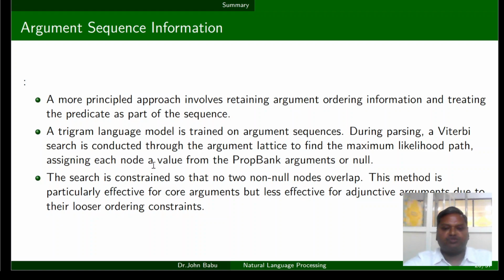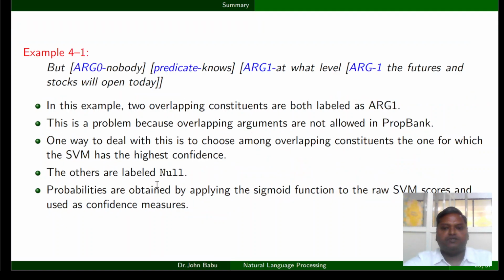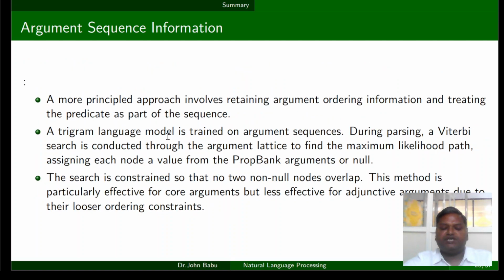This method is particularly effective for core arguments but less effective for adjunctive arguments. Hope you remember what core arguments are: argument 0 to argument 5, then adjunctive arguments, temporal, location, these things. So what we do in this method is we train a trigram language model on the argument sequences, and using Viterbi best parse we will find the maximum likelihood path. What is the likelihood path for each node?